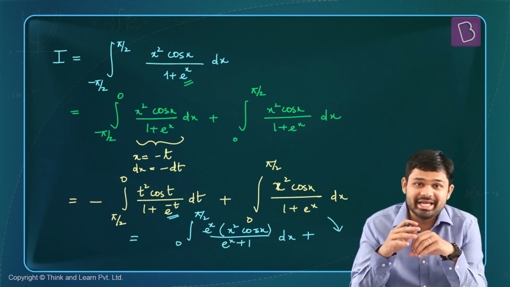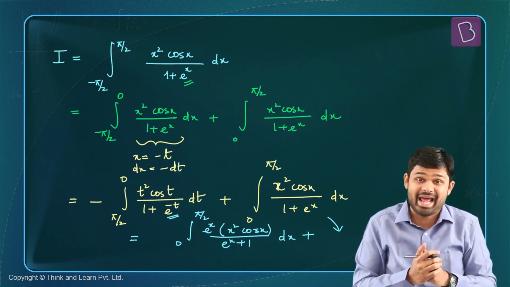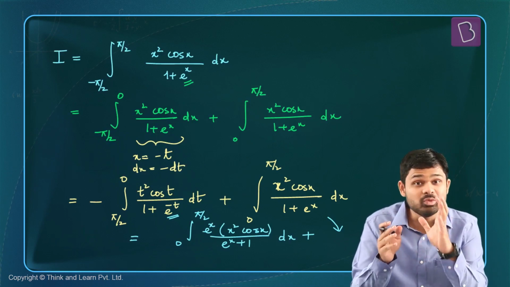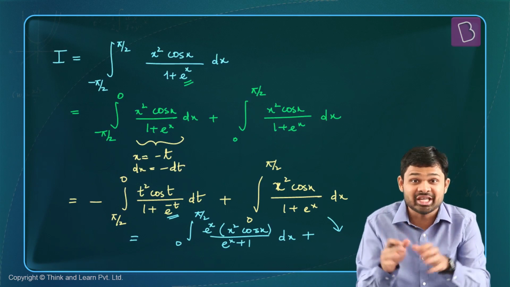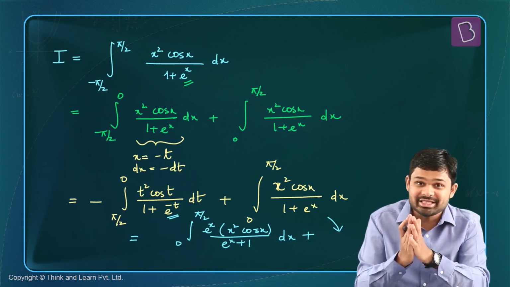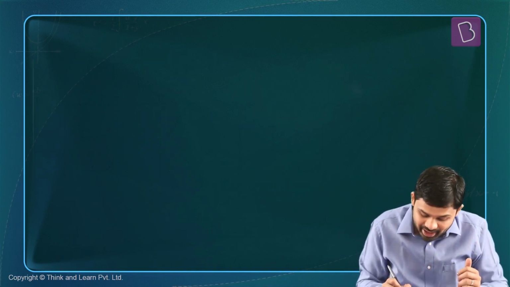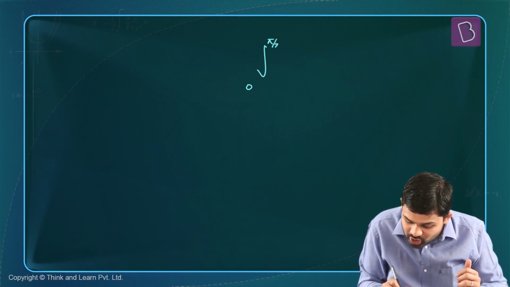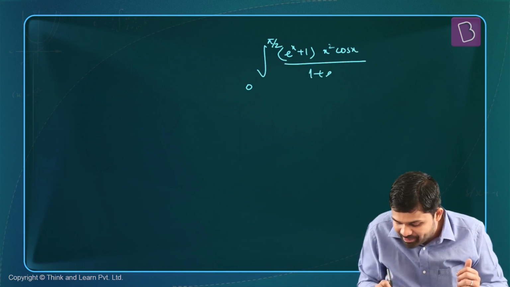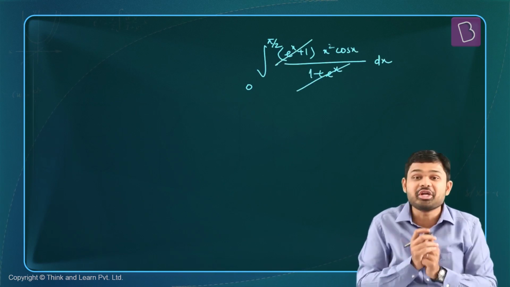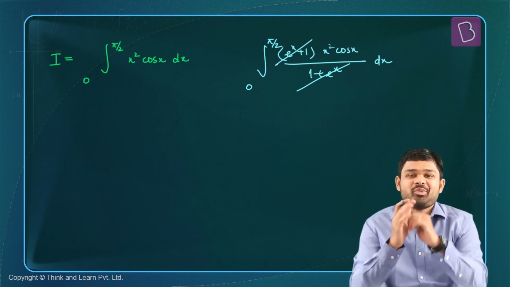Now compare these two integrals. In both the integrals, the limit is 0 to pi by 2. The denominator is 1 plus e power x, and the numerator in one case is e power x multiplied by x square cos x. In the other case, it is just x square cos x. So if you add these two things up, what will you effectively get? You are going to effectively get nothing but integral from 0 to pi by 2 of (e power x plus 1) into x square cos x divided by 1 plus e power x. The 1 plus e power x's are going to cancel, and finally your integral will be nothing but 0 to pi by 2 x square cos x dx.